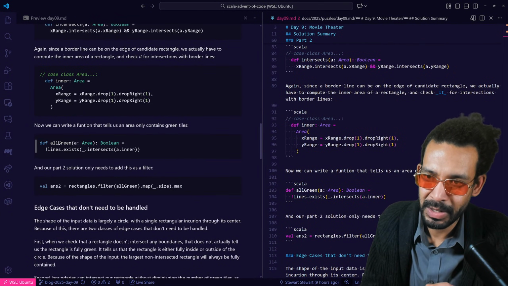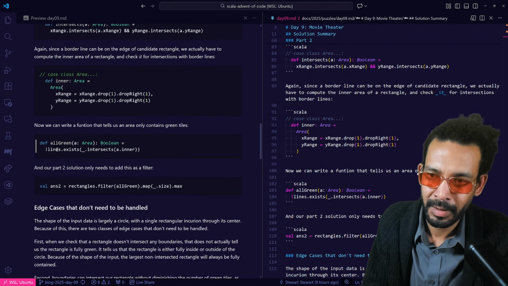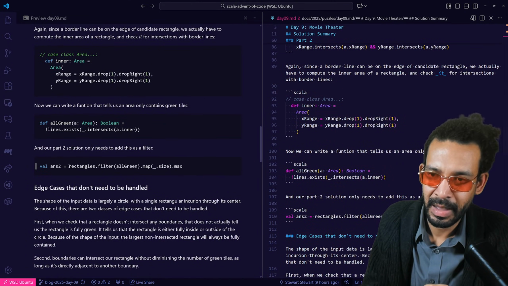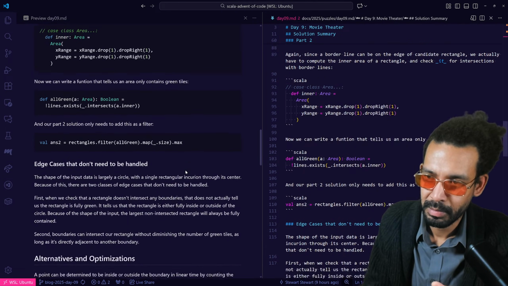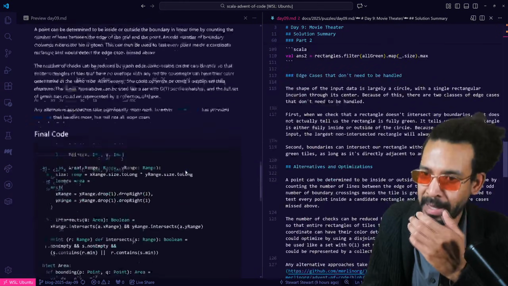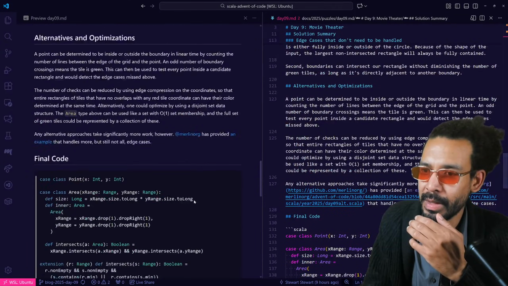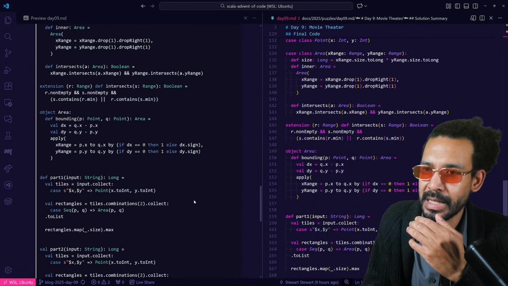Then that lets us write this all green function. We check all of our lines, and we check if any of them intersect with our area. And that's what we need to use in a filter. Our part two answer is just this: we get all the rectangles, filter that they're all green, map to the size, and get max. So the final code is just this.